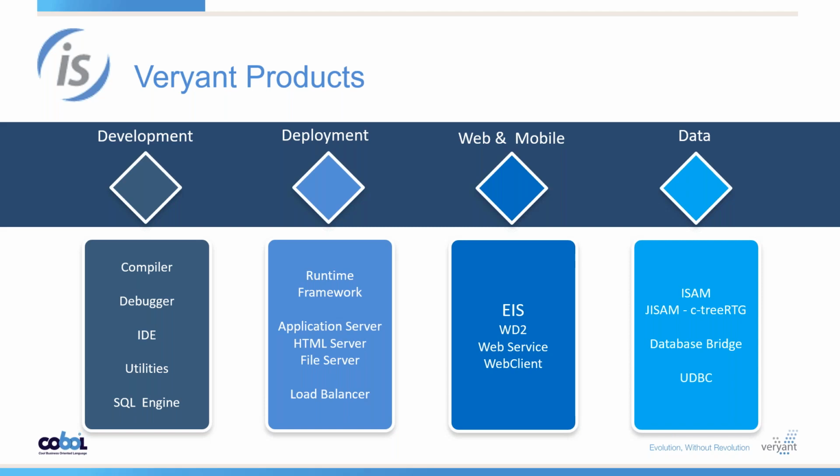The Extend Internet System, or EIS, is a group of products for web enablement. WebDirect 2 to map COBOL UI to JavaScript UI, Web Services for SOAP and REST, and the Web Client to run your desktop application from a browser without changing your code. The EIS is a development system add-on, which means that the cost is a one-time cost on the development suite side, not the implementation or runtime side.